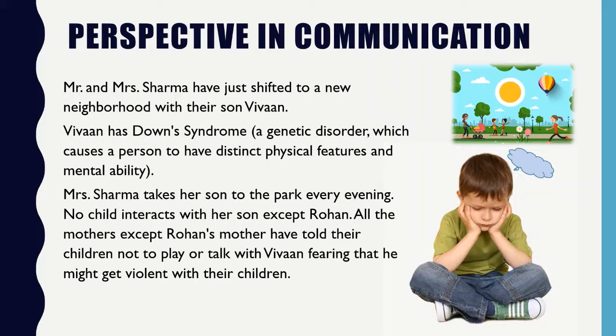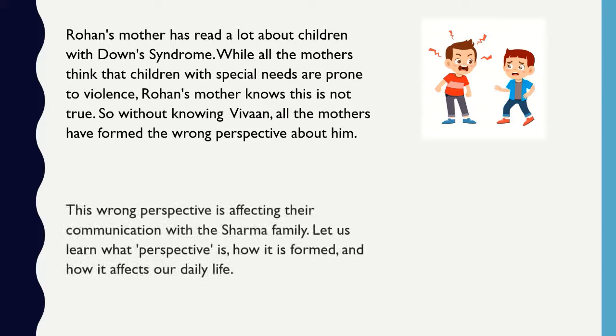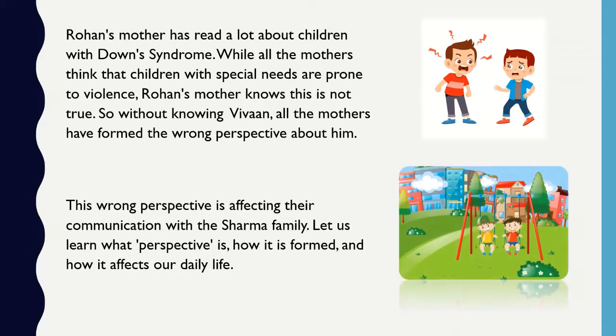All the mothers except Rohan's mother have told their children not to play or talk with Vivan, fearing that he might get violent with their children. Rohan's mother has read a lot about Down syndrome, while all the other mothers think that children with special needs are prone to violence. Rohan's mother knows this is not true. Without knowing Vivan, all the mothers have formed the wrong perspective about him. The wrong perspective is affecting their communication with the Sharma family.